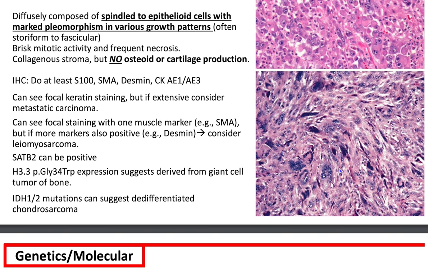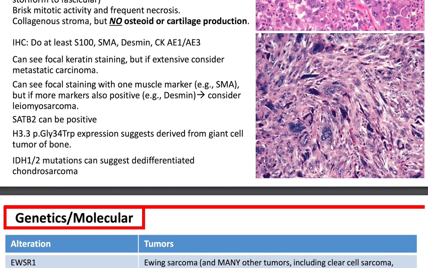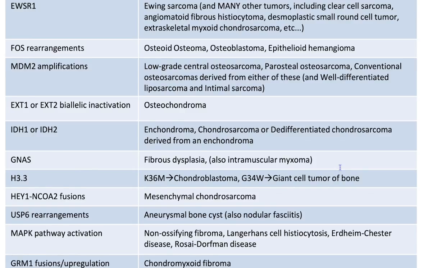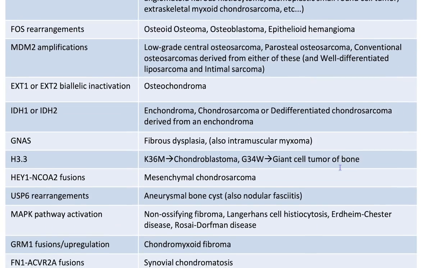H3.3 expression suggests derived from giant cell tumor of bone. And IDH1/2 mutations can suggest dedifferentiated chondrosarcoma. And then here are your genetic alterations for your boards.